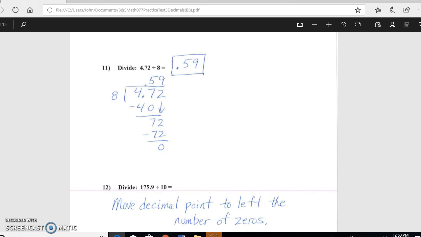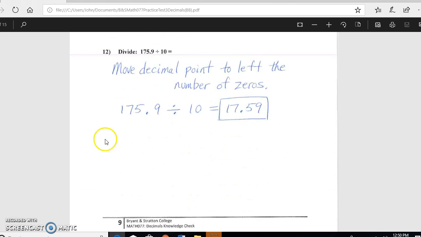And then down here on number 12, we are dividing by a factor of 10. We're dividing by 10. Now, whenever we're dividing by 10 or any multiple of 10 or any factor of 10, we are going to move the decimal point to the left, the number of zeros in our divisor. So here we have 175 and 9/10. We're dividing by 10, and there's 1 zero in the 10, so we're going to take that decimal point and move it one place to the left, and our answer is going to be 17 and 59 hundredths.